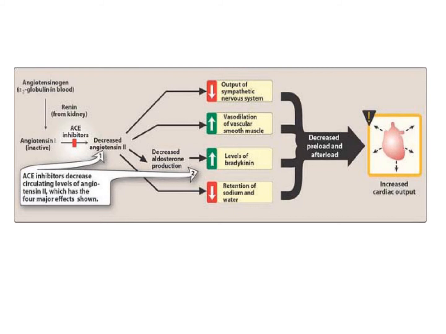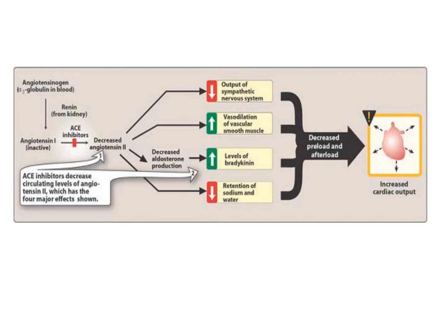As angiotensin 2 decreases, there is reduction in the sympathetic nervous system, increase in the vasodilation of vascular smooth muscle, increase in the level of bradykinin, and decreased retention of sodium and water. So preload and afterload decrease, and in this way cardiac failure is controlled.